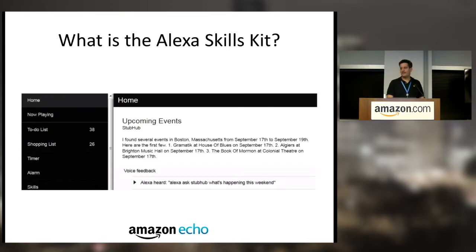The Alexa Skills Kit is basically the way for third parties to add skills to Alexa. It's a set of APIs and documentation and your ability to develop your own skill, and then deploy it to Alexa. I think we have more than 25,000 skills, and the number is growing. I'll give you an example.